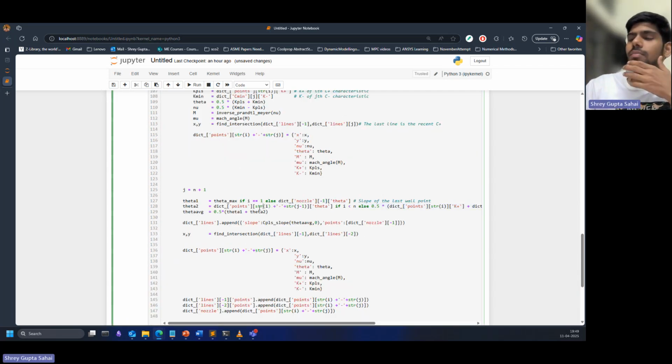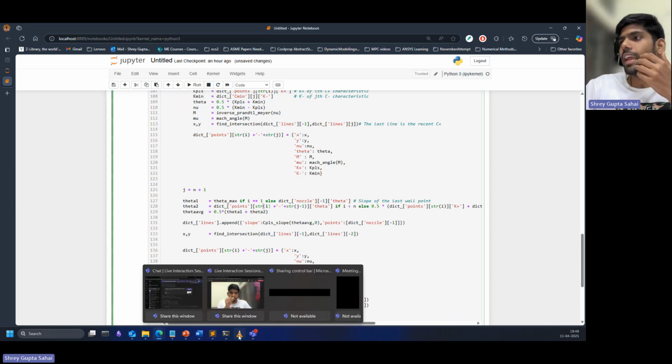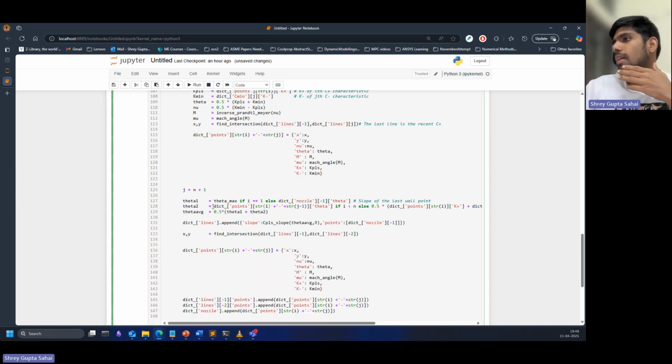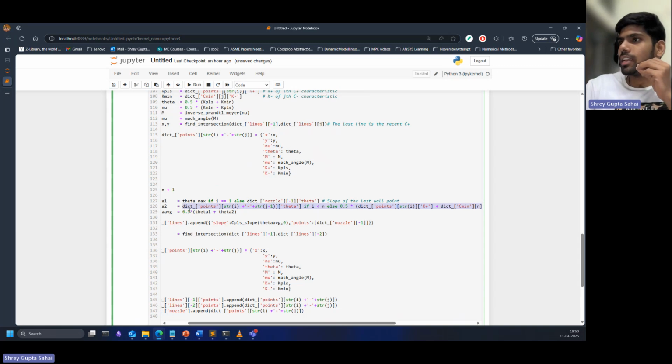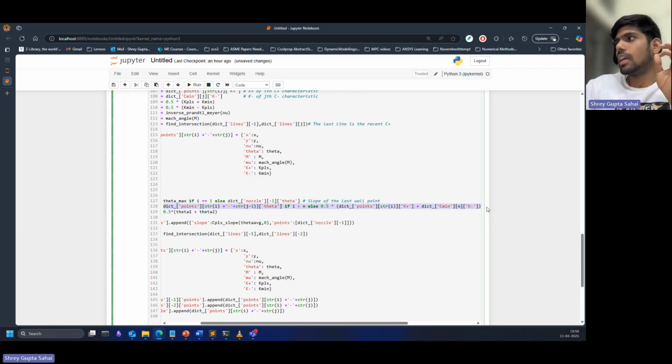One more thing is that, see, the last characteristic line. The problem is with my code. The way I have done it is actually problematic. It's a small fix there. It should be the recent theta, and that is what it is. You can forget about this thing. You can forget about that. It should actually be a plus, and that's okay.